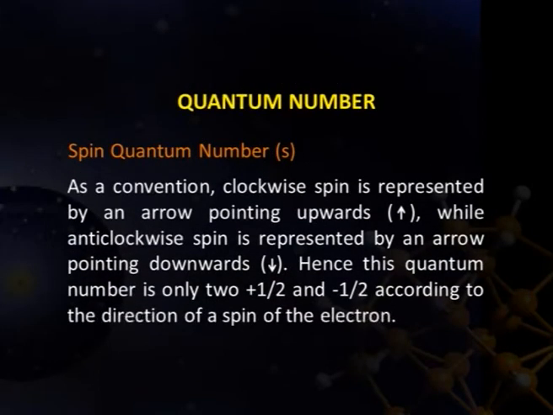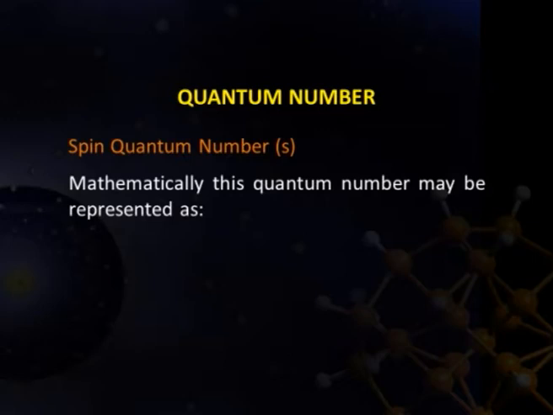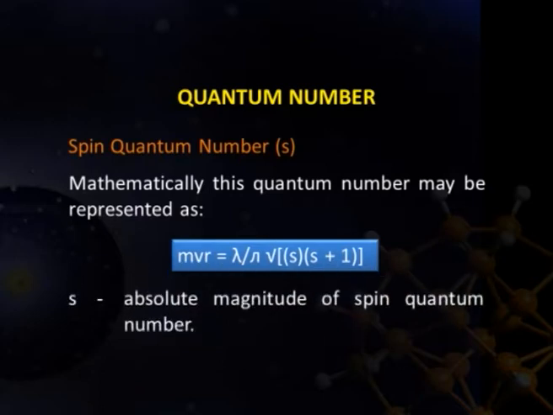As a convention, clockwise spin is represented by an arrow pointing upwards, while anti-clockwise spin is represented by an arrow pointing downward. Hence, this quantum number has only 2 values, plus half and minus half, according to the direction of spin of the electron. Mathematically, this quantum number may be represented as mvr equal to h upon 2 pi under root s into s plus 1. The right side of the equation is the spin angular momentum, where s is the absolute magnitude of the spin quantum number.